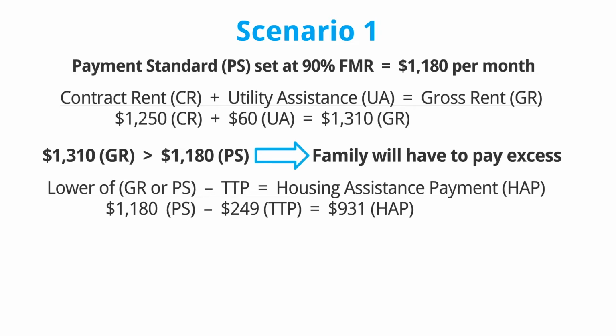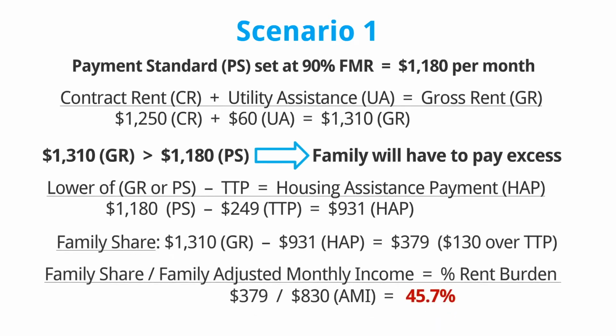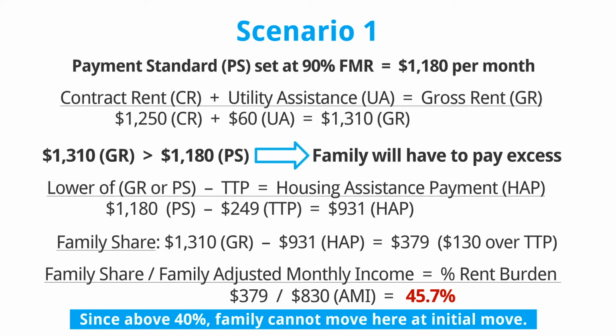The $1,180 payment standard minus the total tenant payment of $249 equals $931, the amount the PHA will pay. The family will pay the remaining $379, or 45.7% of monthly adjusted gross income. In this case, 45.7% is above the allowable threshold for a family share at initial move.